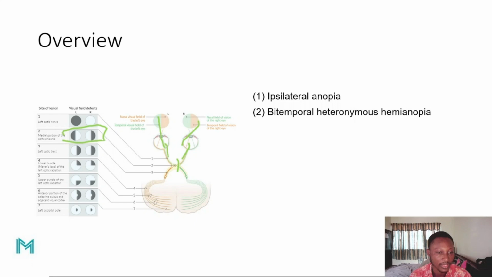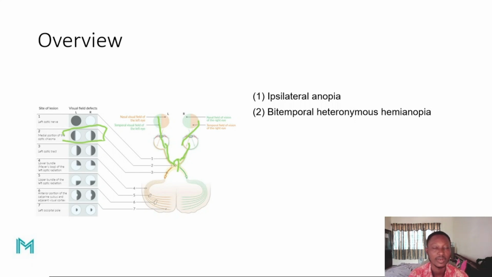So when you have a lesion occurring in the medial area, impinging on this part of the optic nerve at the region of the optic chiasm, you have this bitemporal heteronymous hemianopsia. Right. So what kind of lesions would typically result in this?